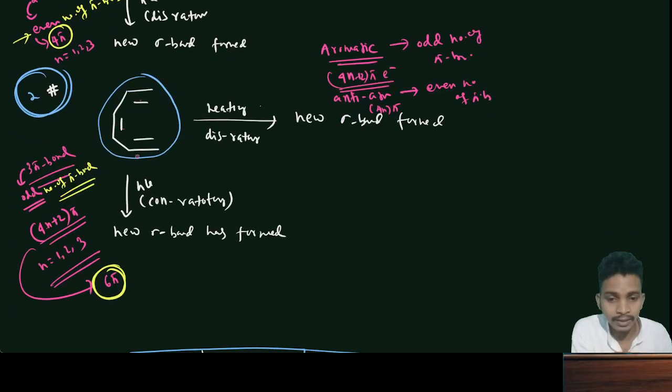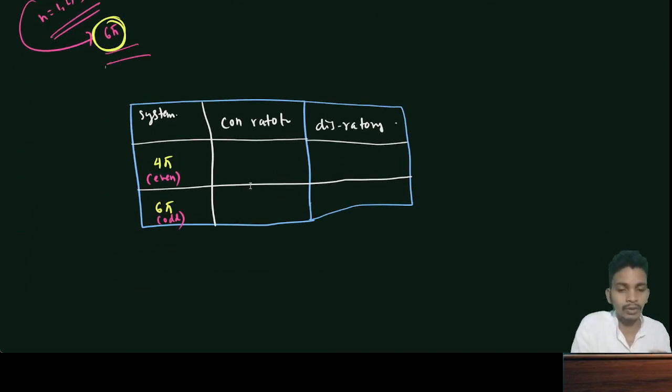And here it has 3 pi bonds, which means an odd number of pi bonds. Like that, any odd number of pi bonds, like 3, 5, 7, 9, will fall under the category of 6 pi systems. Okay, so I'm going to give the tricks for how you will remember where the bond is formed.